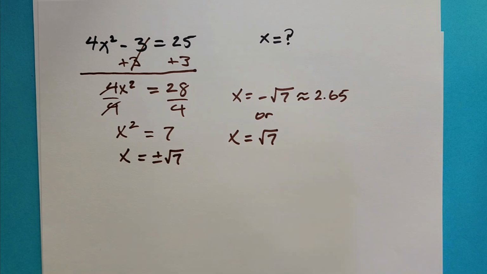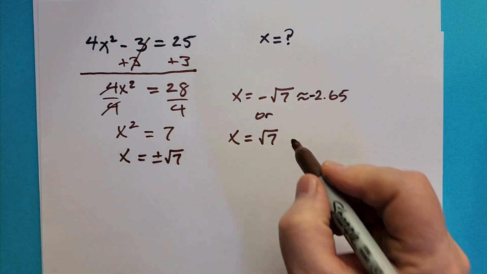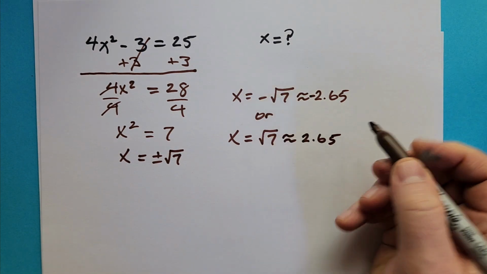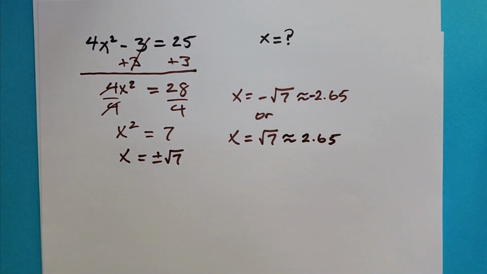Oh, no, it looks like I forgot my negative sign, so we'll put that in there. So that's the negative root, and then of course the other one is just going to be the positive version of that. So there's the two roots to our equation.